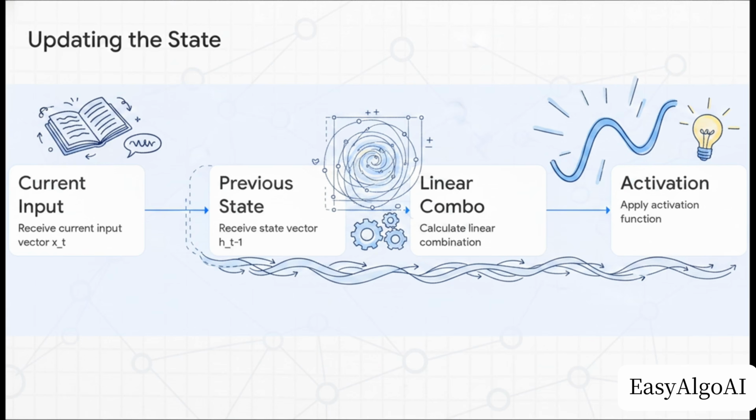It calculates a linear combination of these two inputs using learned weights, and then applies what's called a tanh activation function. Essentially, it's like making a continuous smoothie. You take yesterday's leftover blend, which is your previous state, throw in today's fresh fruit, your current word, and blend them together using that activation function to get a brand new flavor for the future.